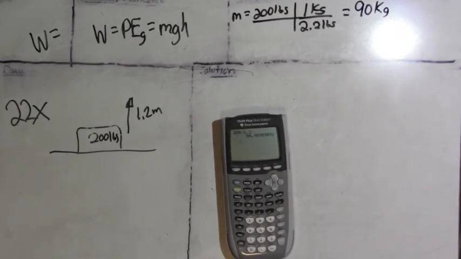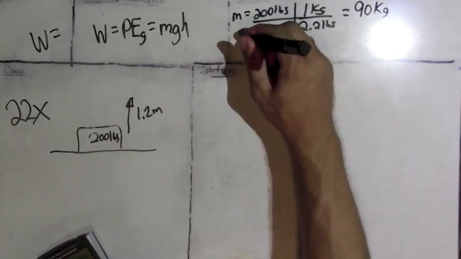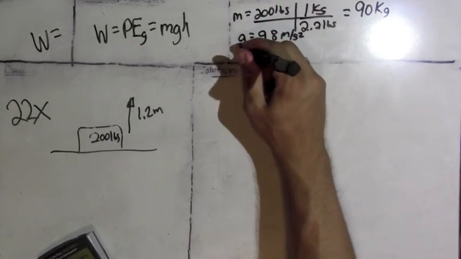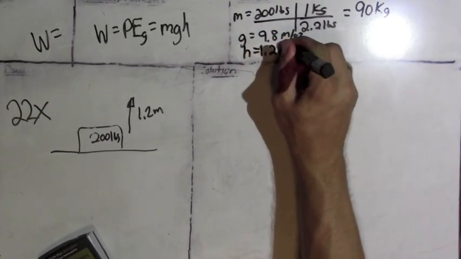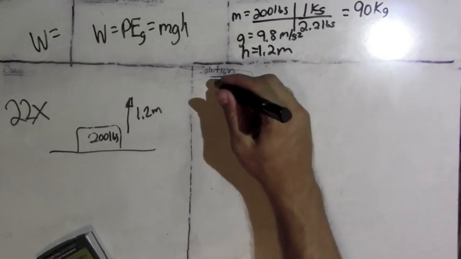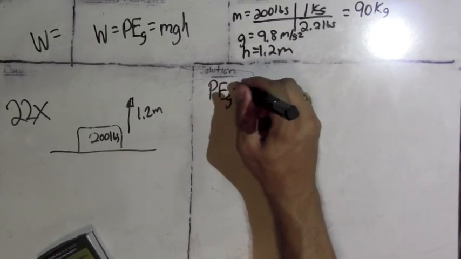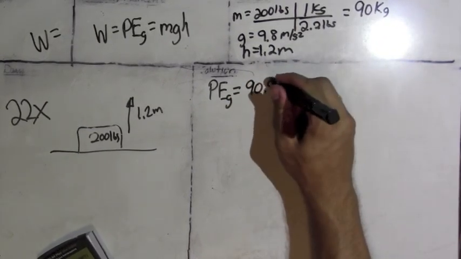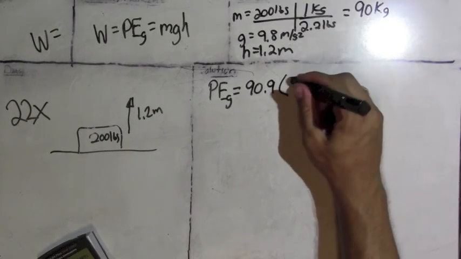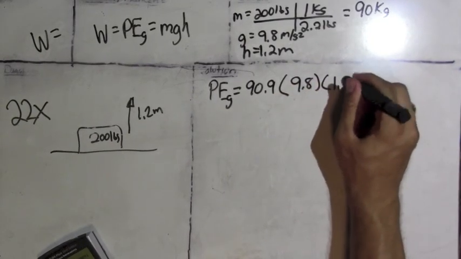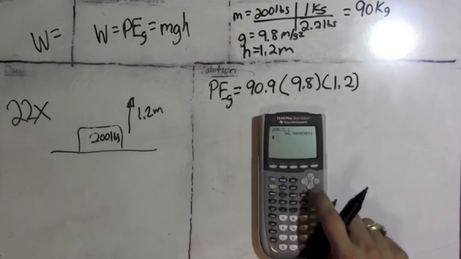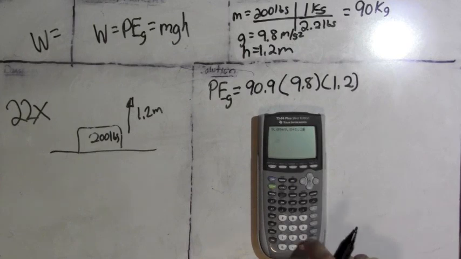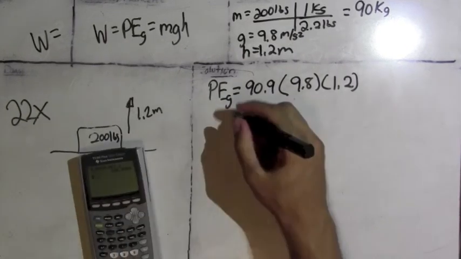So now, once you take a look at that, you know also gravity. We're going to assume that this weightlifter is on Earth because that's where all the weightlifters we know are. And the height is 1.2 meters. So what we can say is that the potential energy of gravity is equal to 90, well that's actually 90.9, times 9.8 times 1.2. So when we enter that in the calculator, 90.9 times 9.8 times 1.2, we get 106.9 joules.